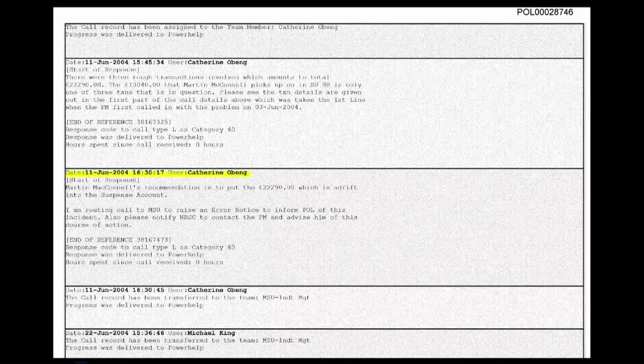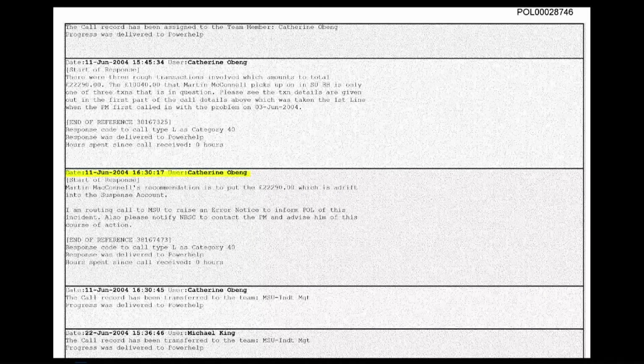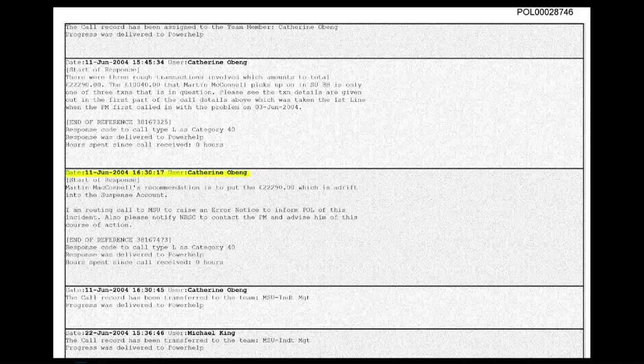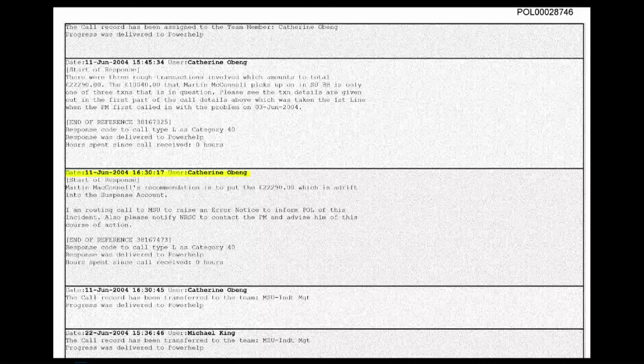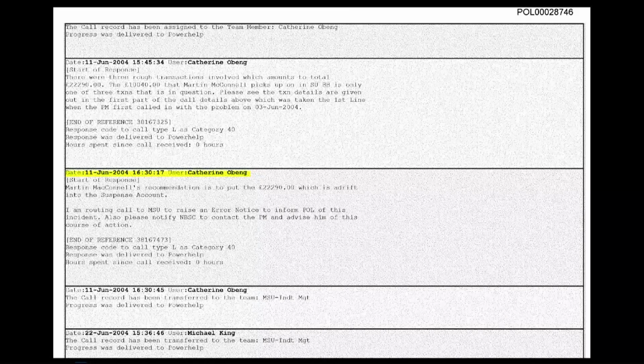I'm routing the call, says Ms Obeng, to MSU to raise an error notice to inform Pol of this incident. Also, please notify NBSC to contact the postmaster and advise him of this course of action. So we're now, I think, on the 11th of June, the incident having arisen on the 3rd of June. Yeah.